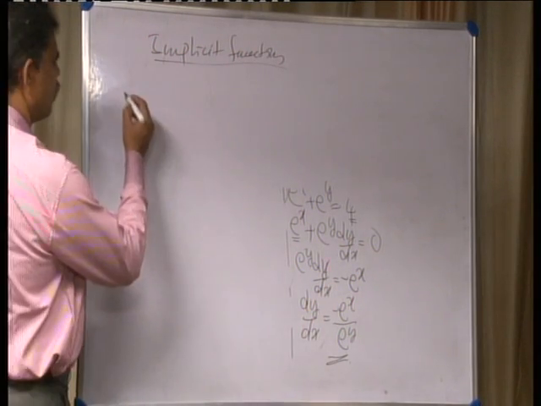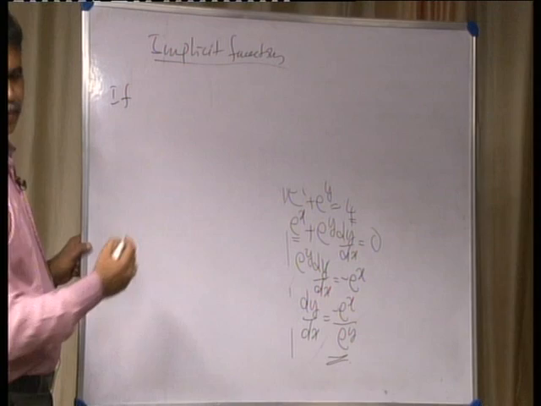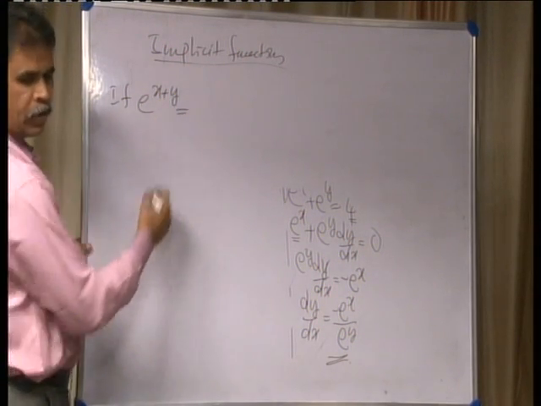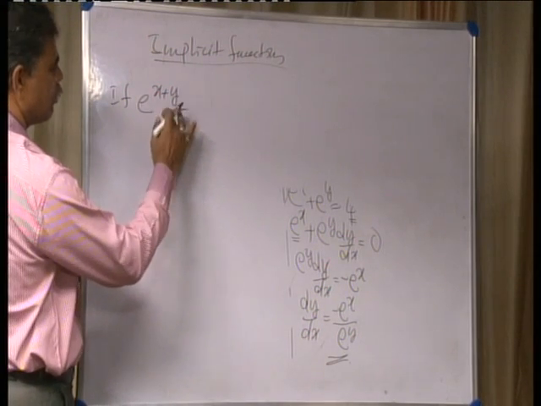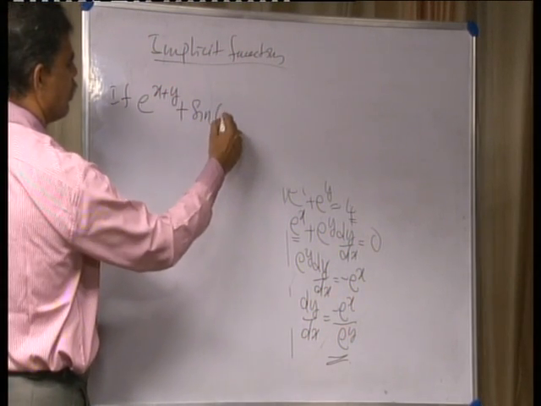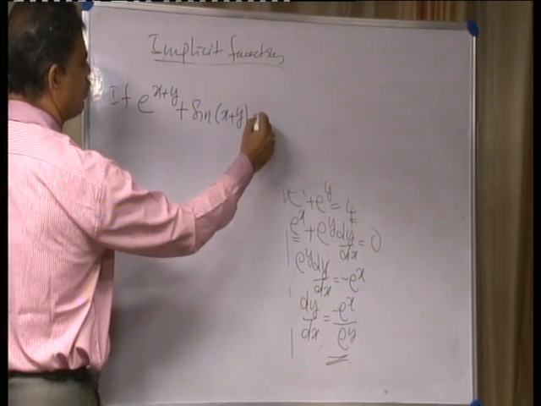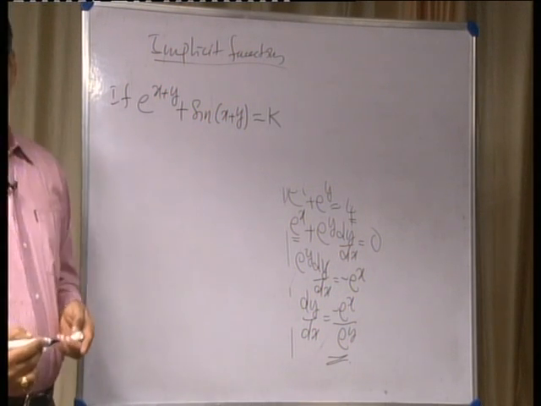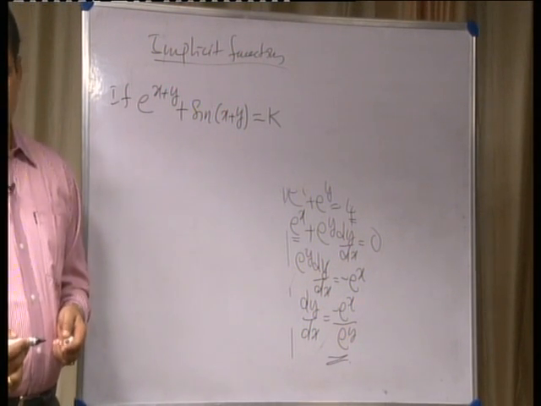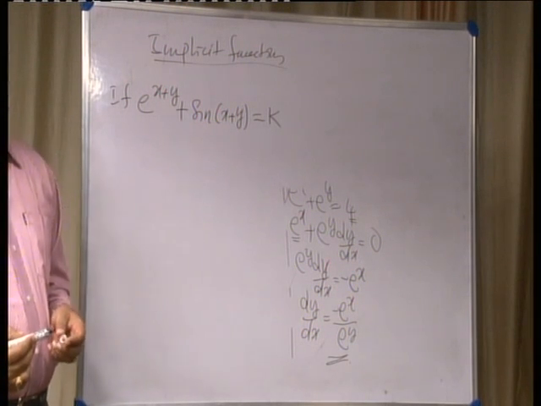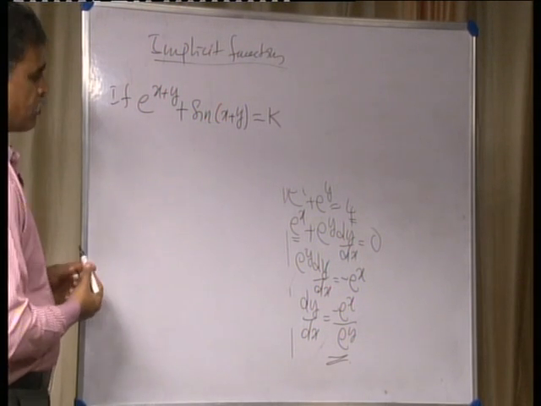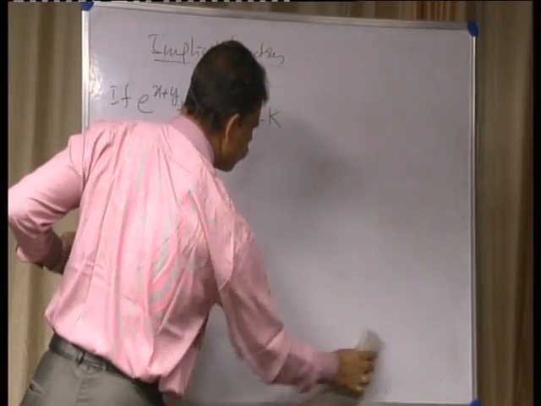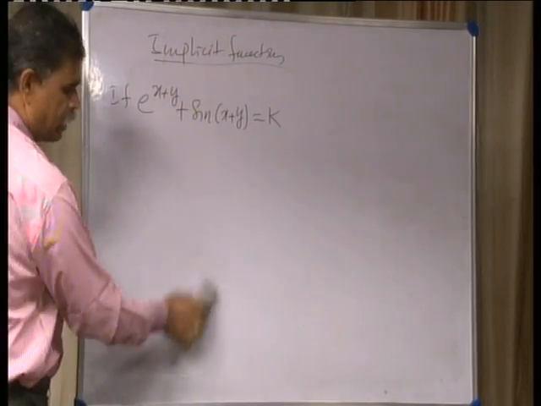You take e to the power of x plus y plus sine of x plus y is equal to k. The given function is e power x plus y plus sine of x plus y is equal to k. We have to differentiate the given function with respect to x on both sides, because it is of equation form.